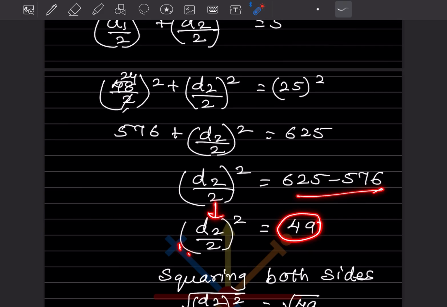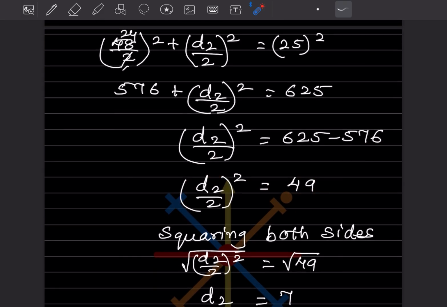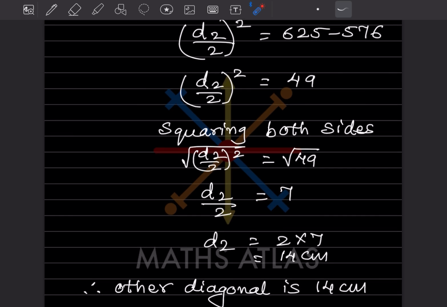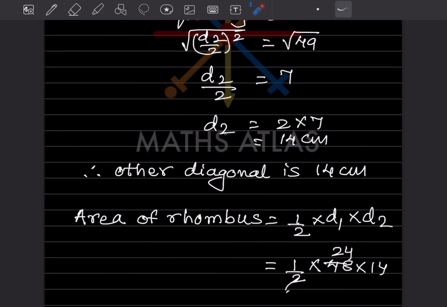Now squaring both sides, what will you get here? Root of d2 by 2 whole bracket square will be root of 49. The square and square root go off, so what remains is d2 by 2, and root of 49 is 7, that is a perfect square. So d2 will be: this 2 goes to the other side and is multiplied, 2 into 7, that is going to be 14 centimeter. So we can say the other diagonal is 14 centimeter.